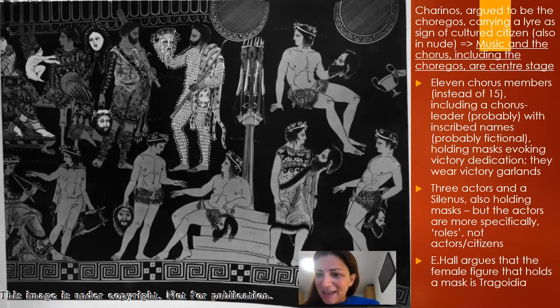So as we said, we have 11 chorus members instead of 15, including a chorus leader, with inscribed names. We said that they're probably fictional because almost all of them have a reference to the word Nike, victory. They almost all hold masks, which evoke victory dedication, and they all wear victory garlands. We haven't finished, because apart from the chorus members, we also have actors.